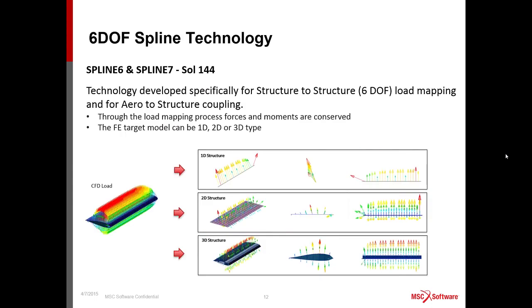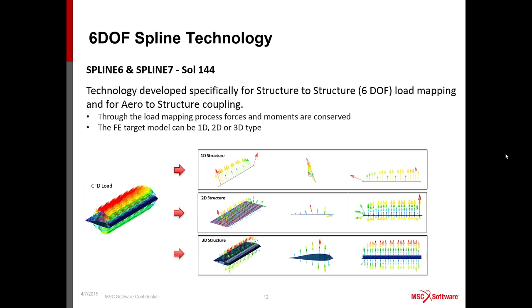Now I'm going to talk about spline technology, okay? We implemented 2 different splines, spline 6 and spline 7. Okay, the spline 6 is a 6 degrees of freedom spline technology that is called surface, and the spline 7 is called 6 degrees of freedom spline technology beam. Okay, we don't have to think that they are using a beam or surface theory. It is not at all this.